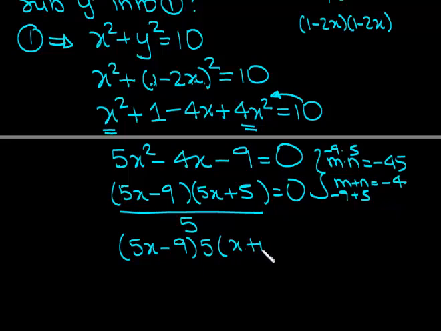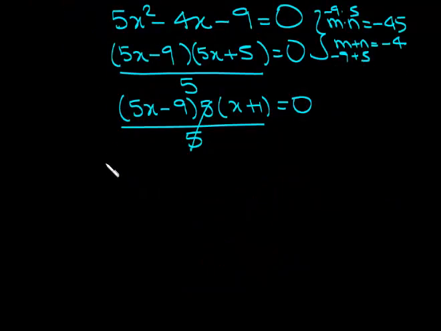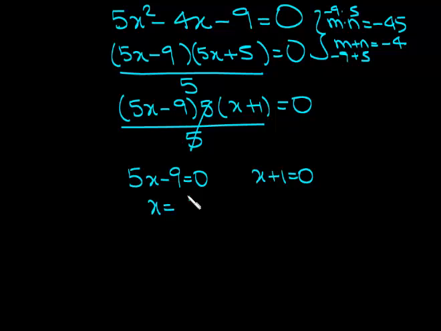So I get x plus 1 is equal to 0. There's a 5 here, so that will cancel. And you can do this factoring on the side if you like, which is what I would recommend. Okay, so this product is 0 now, so that tells me one of them is 0. So I get 5x minus 9 is 0, and x plus 1 is 0. So I get x is equal to 9/5, and I get x is equal to minus 1.